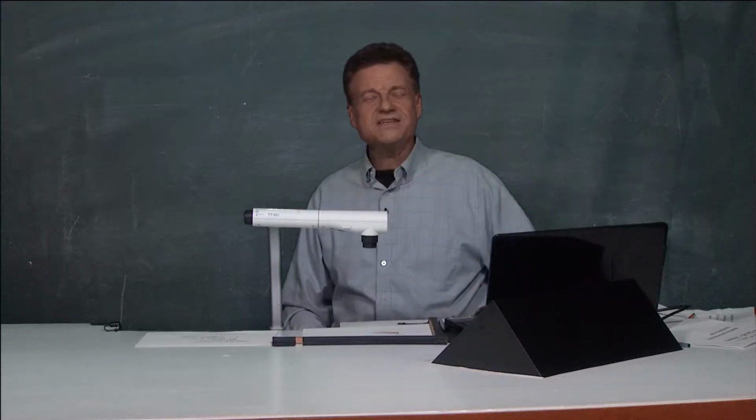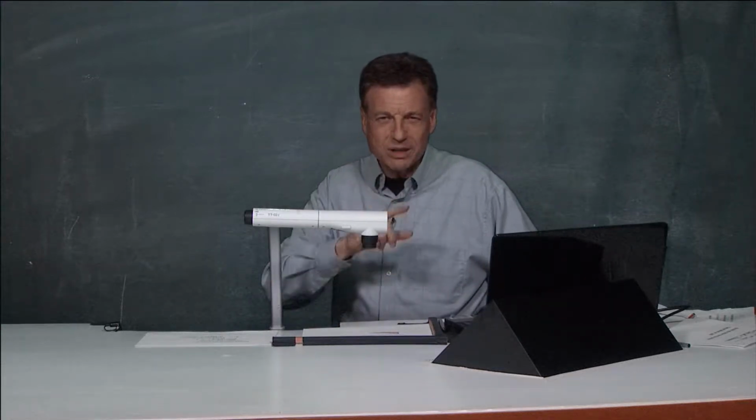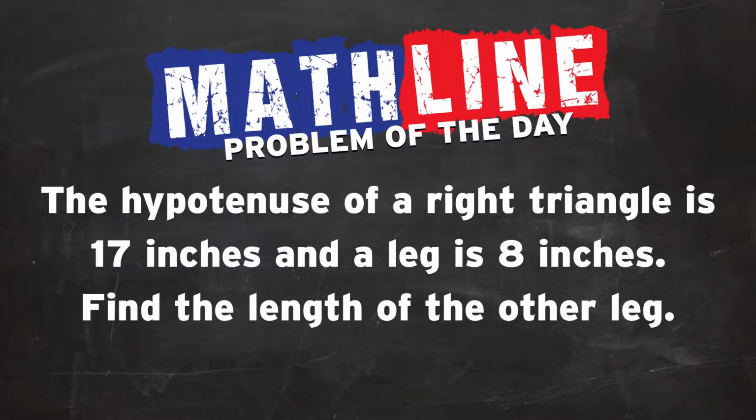Tell you what, I think it's about time for us to go to the problem of the day. And here we go. The hypotenuse of a right triangle is 17 inches. A leg is 8 inches. We want to find the length of the other leg. So let's take a look.